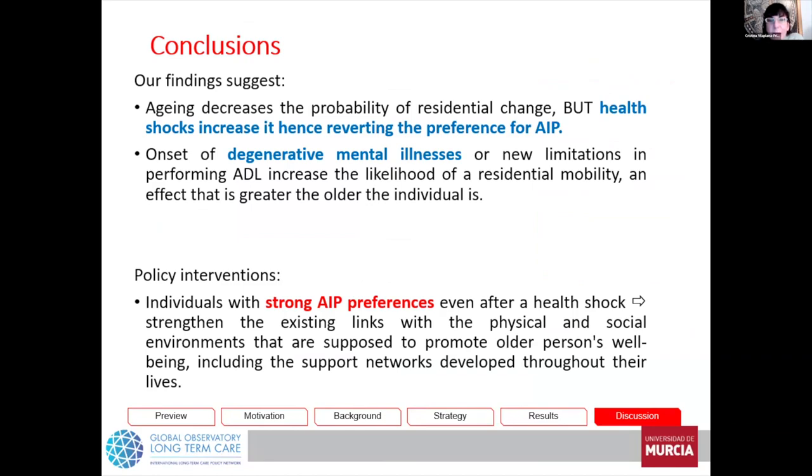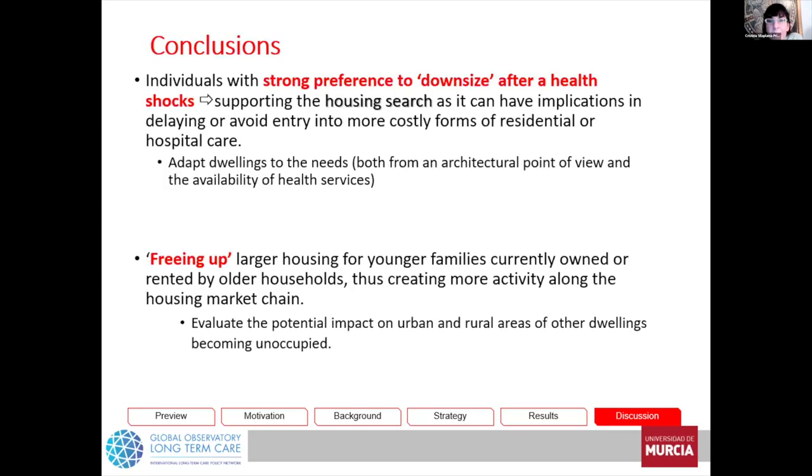Finally, the conclusions. So aging decreases the probability of residential change, but the interaction between aging and health shocks reverses the sign. We highlight the importance of degenerative mental illnesses and increases in ADL for explaining the decisions to downsize. However, people are different and some of them may manifest strong aging in place preferences. In this case, public policies should support them, promoting the necessary facilities, home care, and day centers to remain living in their own household. So the networks created among people who want to remain living in their homes are important.